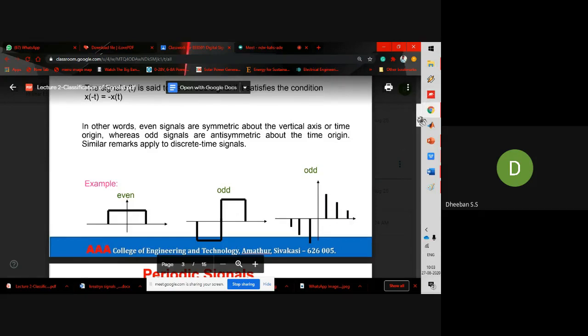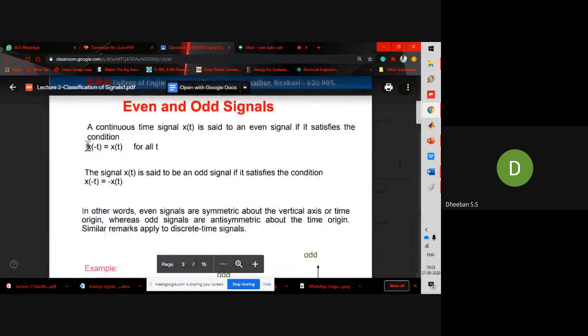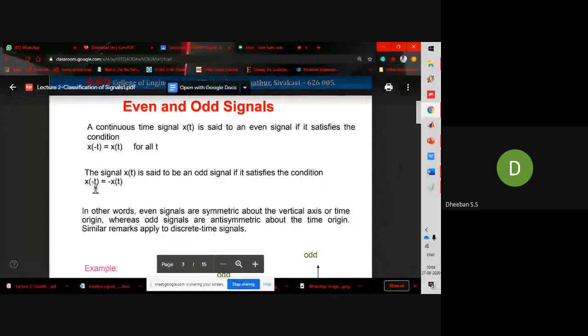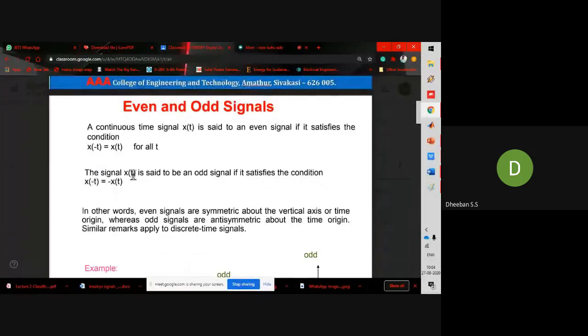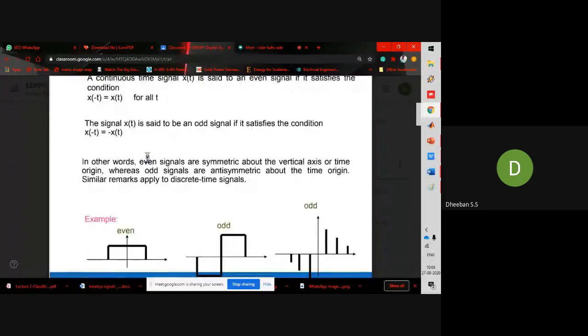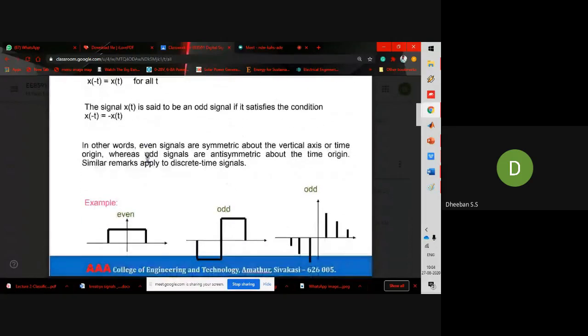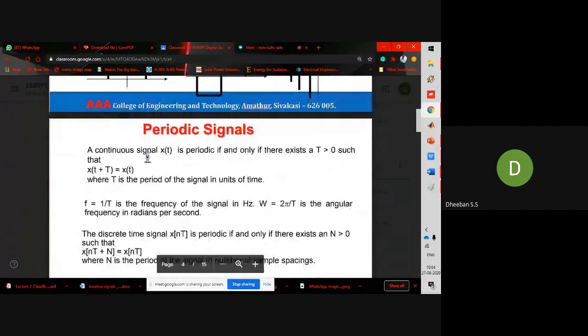So you just have an overview: for an even signal, if you substitute a negative sign, you'll get a positive output. But in your odd signal, if you substitute a negative sign, you'll get only the negative. This you have clear, and in the next class I will solve the problems and explain clearly. Next is the periodic signal.